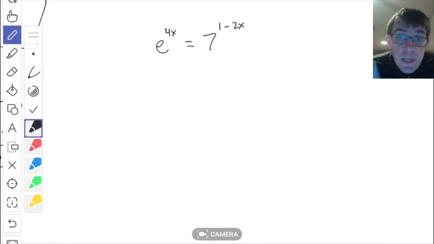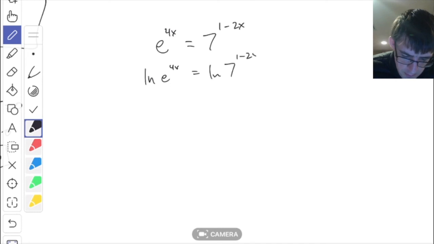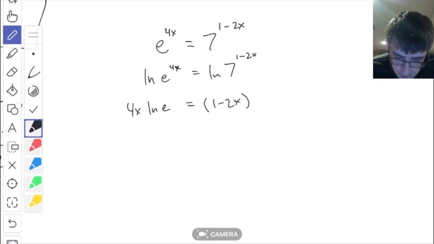You should begin by taking the natural log on both sides. And so, natural log e to the 4x equals natural log 7 to the 1 minus 2x, like so. And then move the exponents down in front. That's the purpose of taking the natural log on both sides. So on the left I get 4x ln of e, and on the right I get 1 minus 2x, make sure to put the parentheses there, ln of 7.